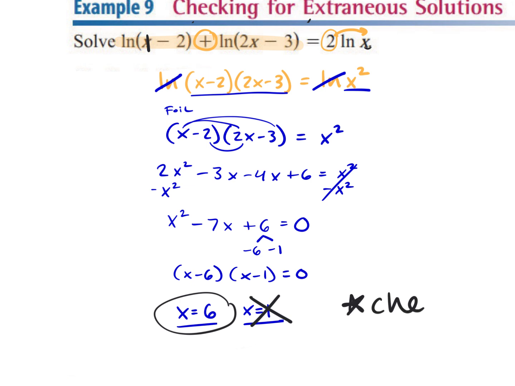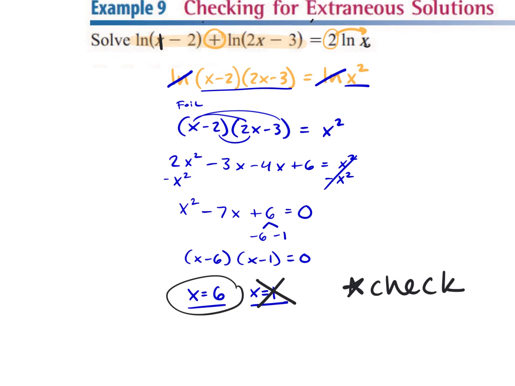So you have to check whenever you have a log or an ln question. Usually when you end up with 2 answers, one of them's not going to work. It could be possible that both work, so don't think that that's always the case that one doesn't work. But just keep that in mind. Any log or ln question, just lightly plug it in. You can plug it into your head and see, does it work? Remember, it can't be negative and it can't be 0.